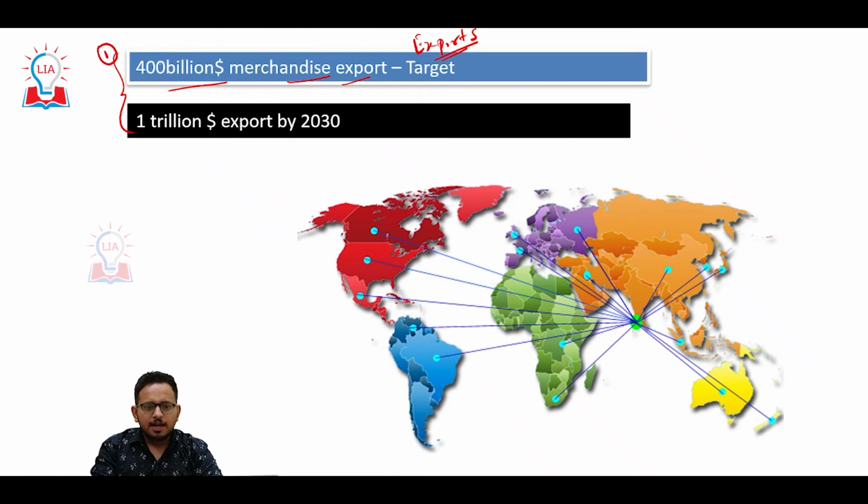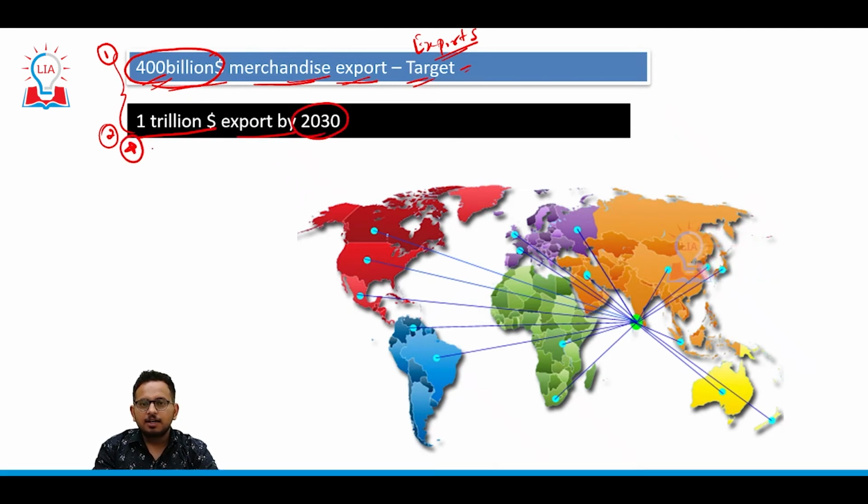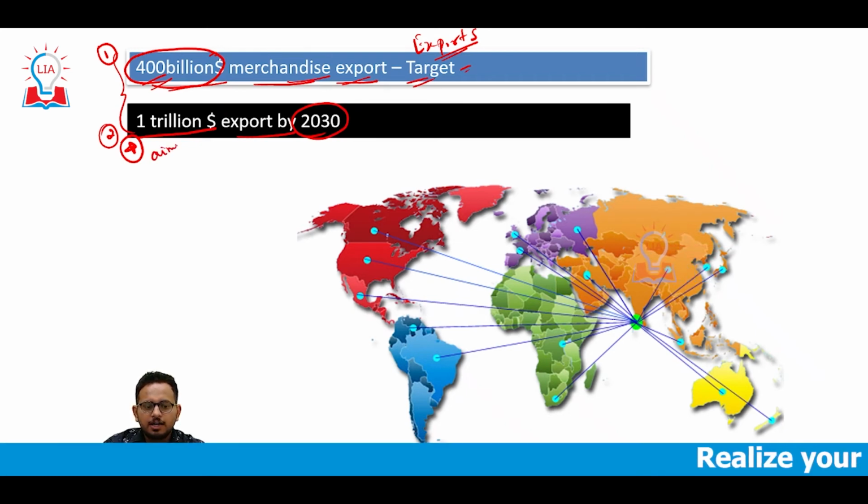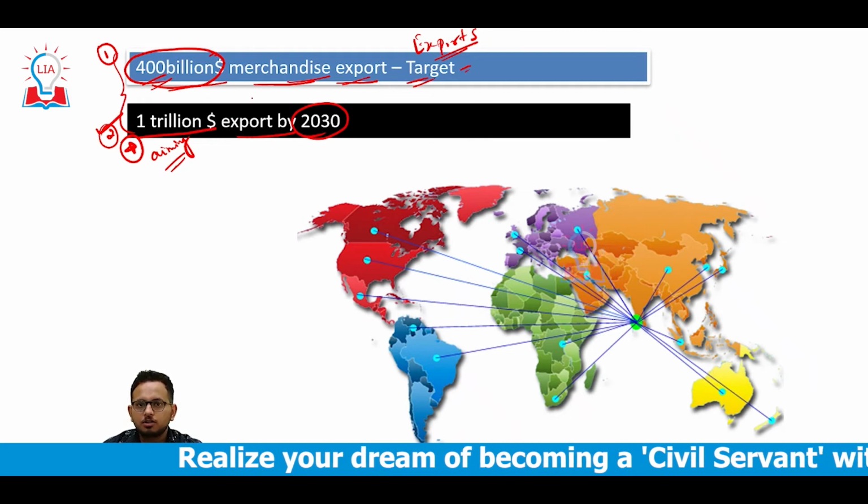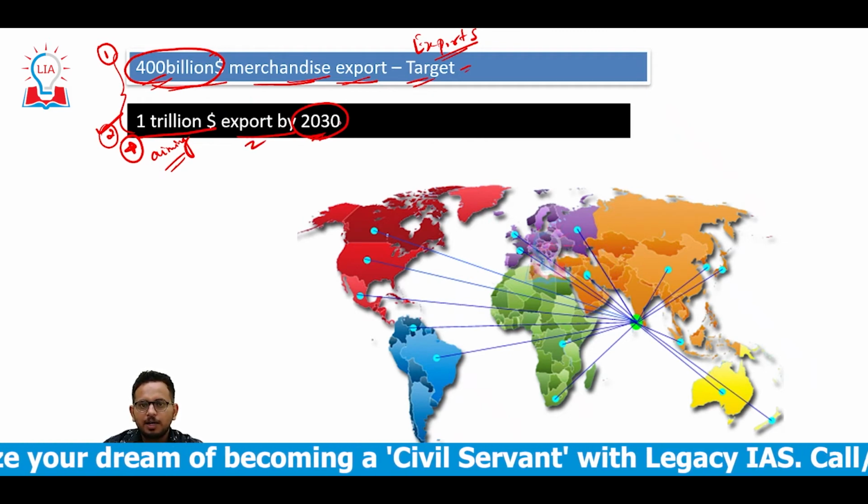First thing is, India is aiming to achieve $400 billion of merchandise exports and also $1 trillion of exports by 2030. This is the target that India is aiming for.